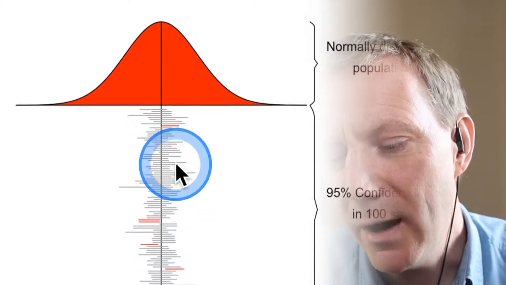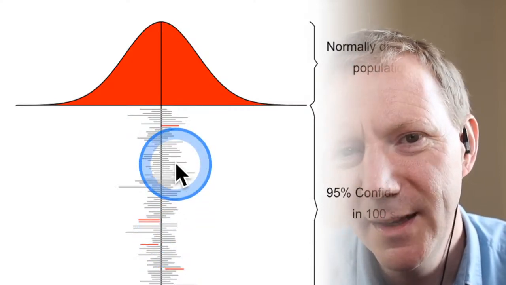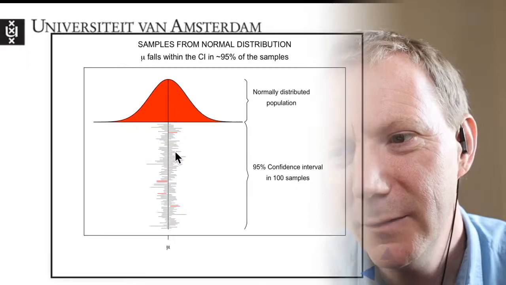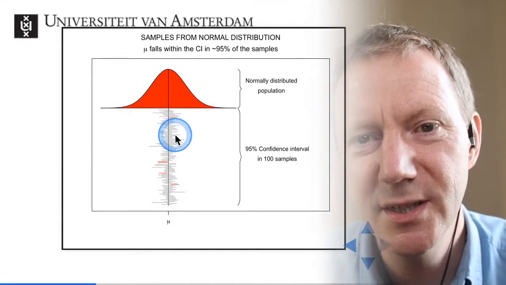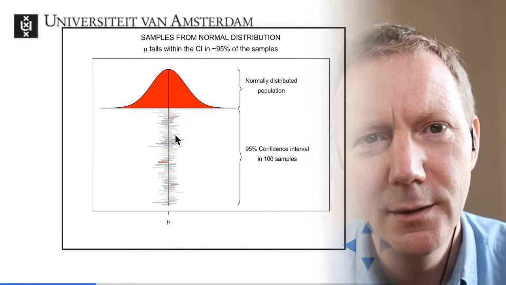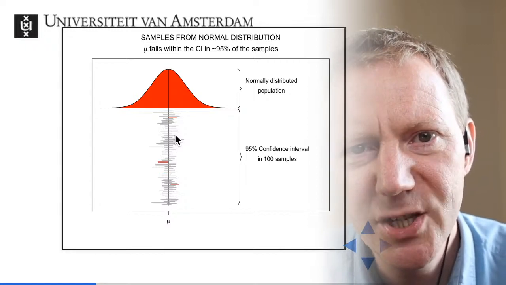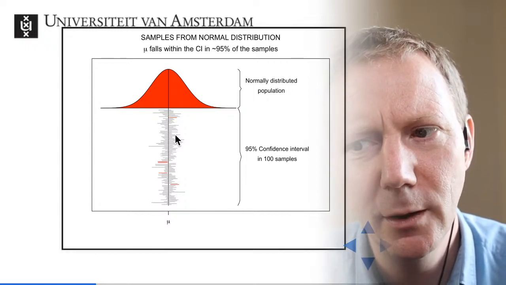But out of 100, 95 of these samples, the population mean falls between the upper bound and the lower bound.